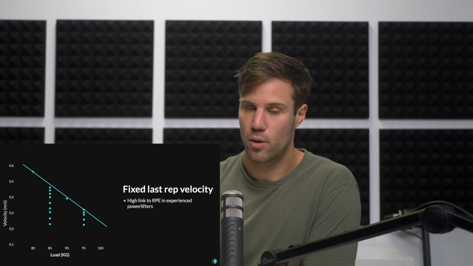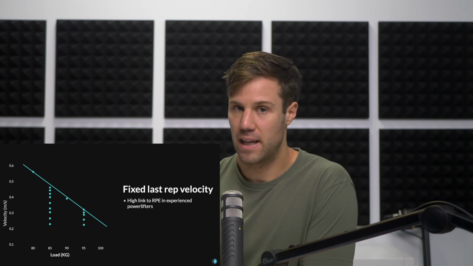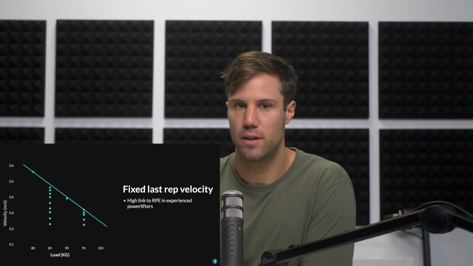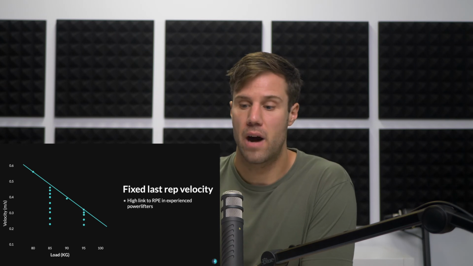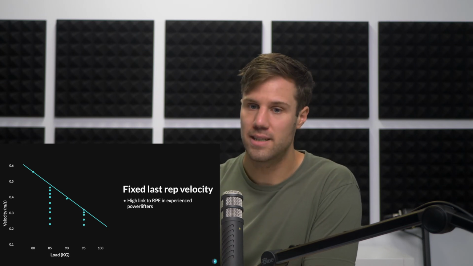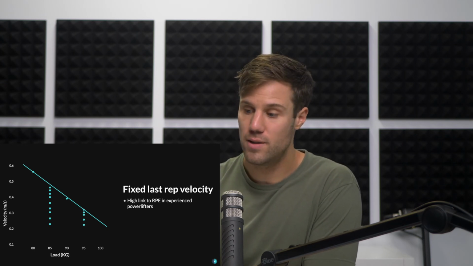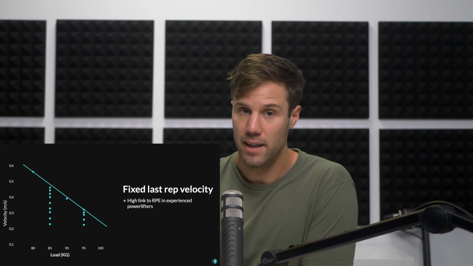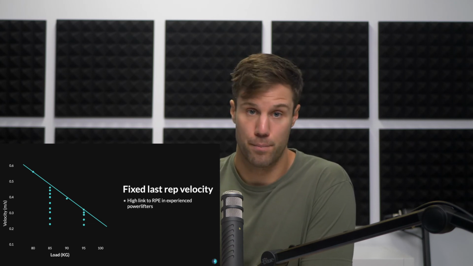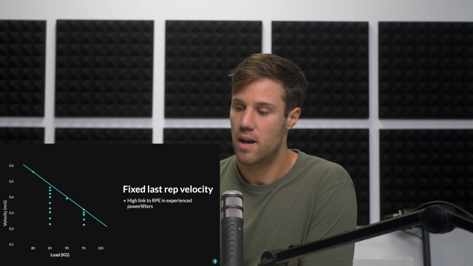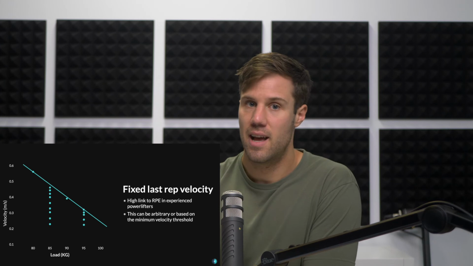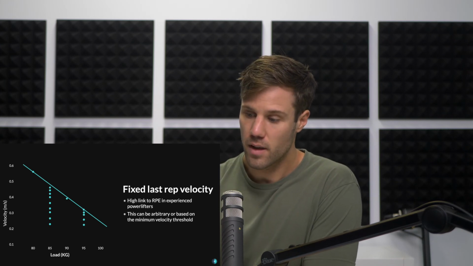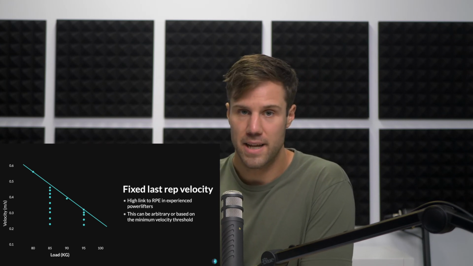So just like the 1RM has a given failure velocity, the last velocity you'll successfully be able to complete a rep at, it's the same for a 10RM or a 5RM. They all have a velocity endpoint around the same point. And we can use that number to link to RPE and to tell us how close we want to get to our failure point on those given weights. So there's a really high link to RPE for experienced powerlifters between last rep velocity and RPE numbers. So you can use this arbitrarily, or you can base it on a minimum velocity threshold.